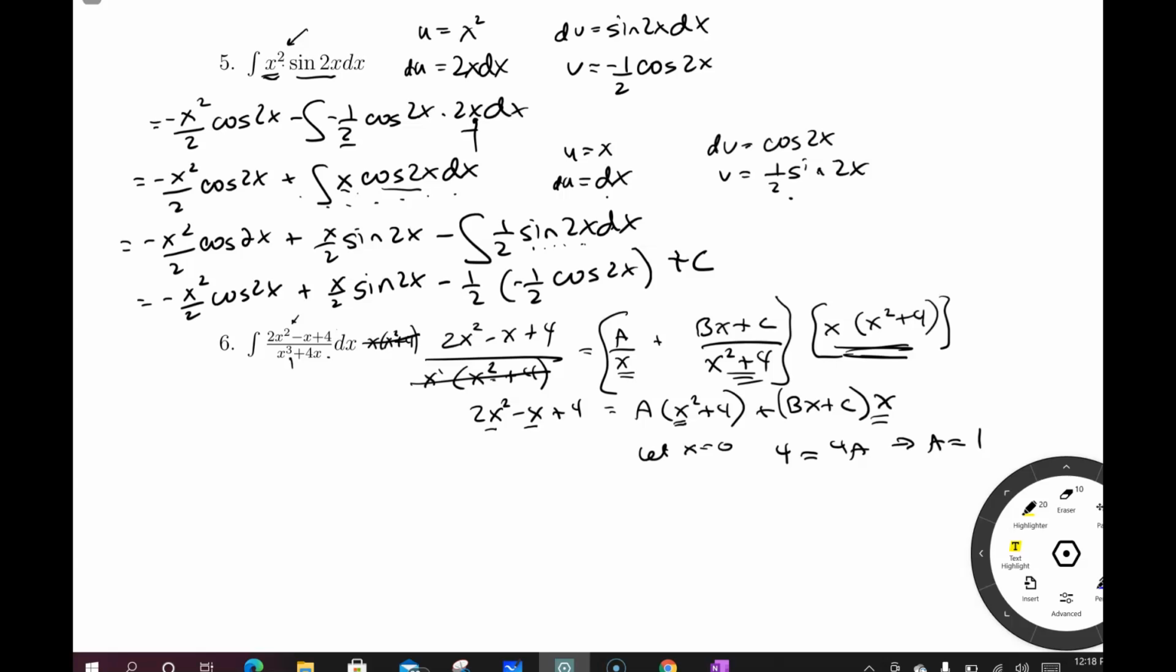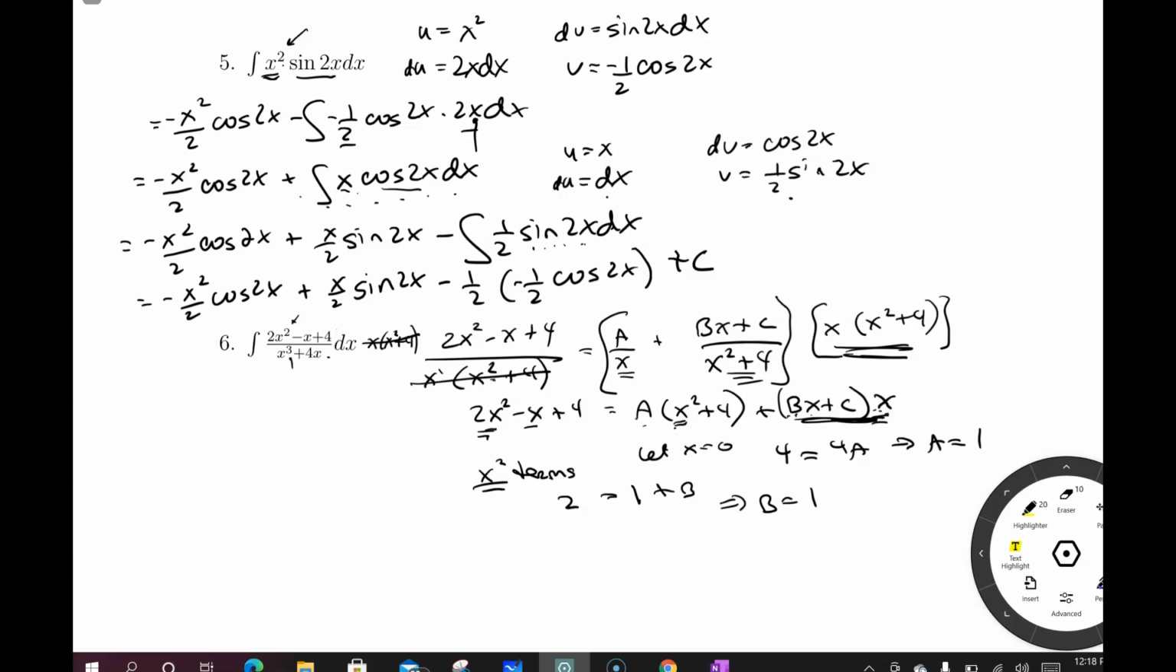So I need to compare coefficients. So let's look at x squared terms, right? On the left-hand side, I'd have 2. On the right-hand side, I know A is 1, so I'd have a 1x squared. And from this term here, if I multiplied it out, I would get a Bx squared. So that means B must be 1.